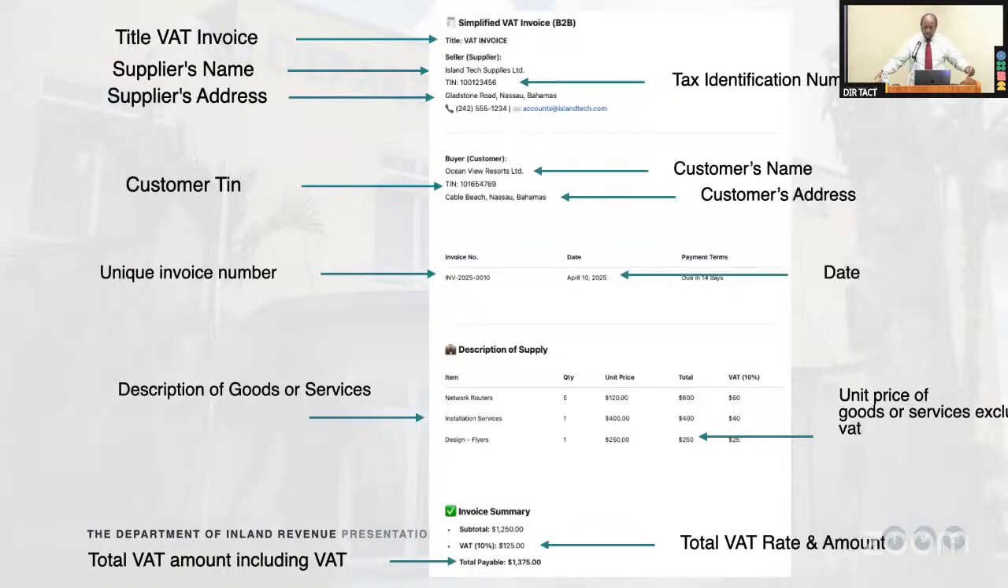All right. So the customer's TIN, the customer's name, the customer's address, the unique invoice number, the date, the description of goods, the unit price of the goods or services, excluding VAT, the total VAT rate and the amount, and the total amount, including VAT. You need to have this information on your invoices, even if the invoices look different. All of this information is important at the end of the day to make sure that what you're actually receiving from the person is a VAT invoice.